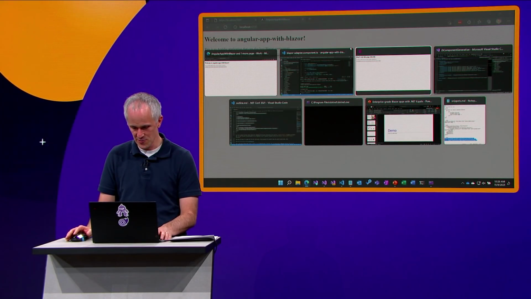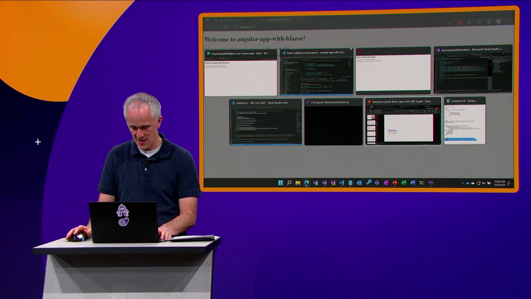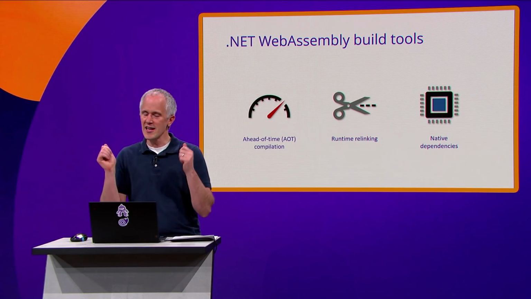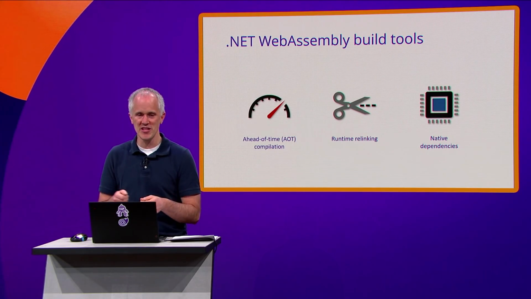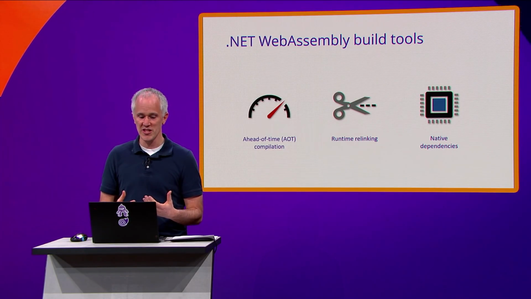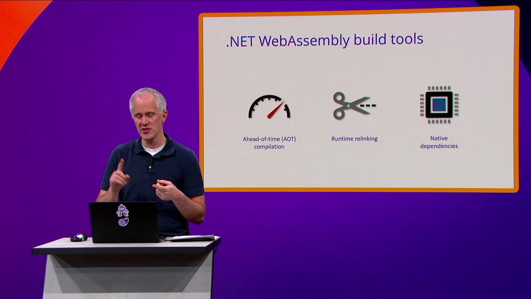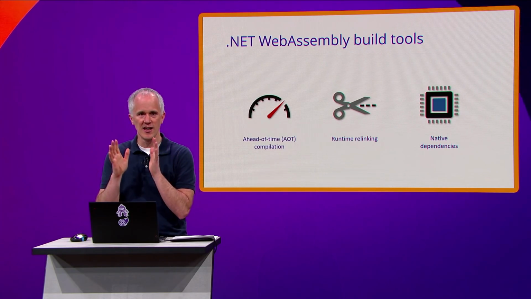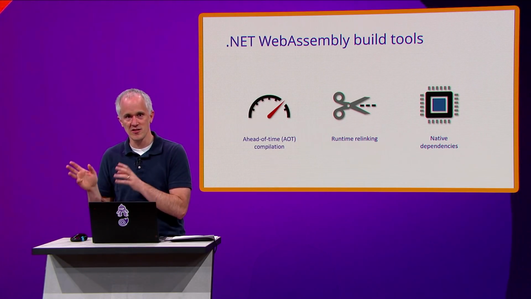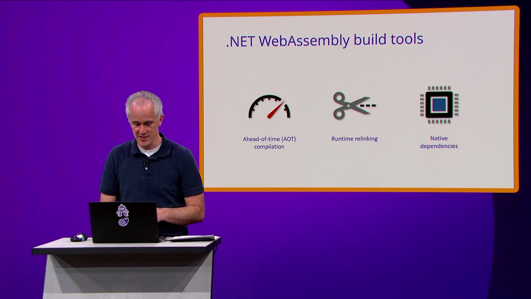All right. Oh, I think we're getting close to time. So let me hop back here to slides for just a few more. I got to give a shout out to the new .NET WebAssembly build tools. These are really useful for Blazor WebAssembly apps to enable ahead-of-time compilation, runtime relinking, support for native dependencies. Definitely check out Steve Sanderson's talk tomorrow to learn all about these.